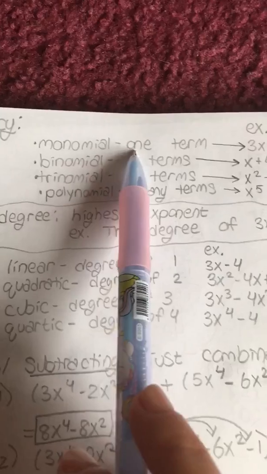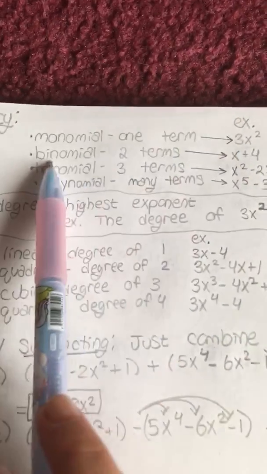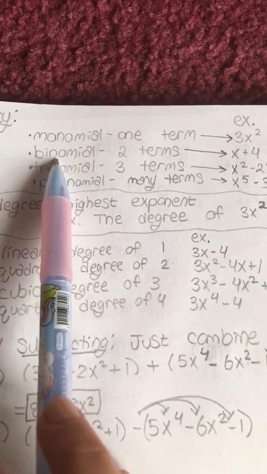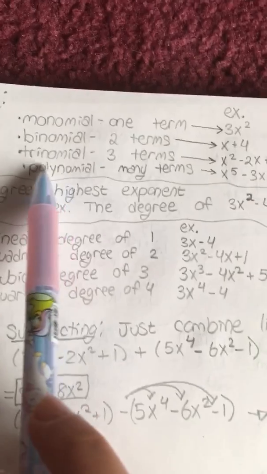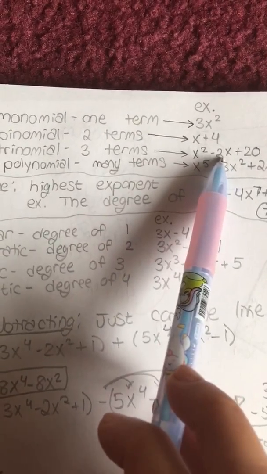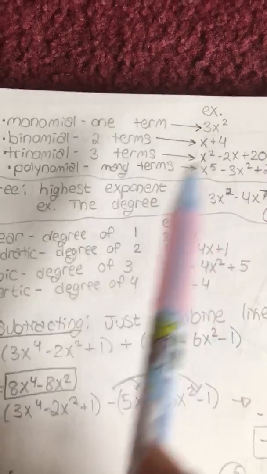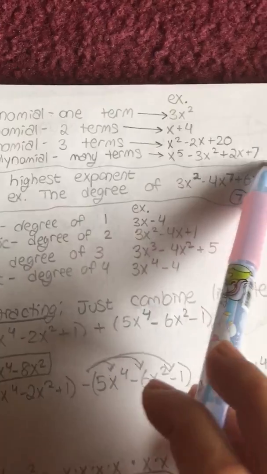A monomial means that the expression has one term. For example, 3x squared, nothing's added or subtracted. A binomial, think of a bicycle, has two terms, x plus 4. A trinomial, think of a tricycle, has three terms, x squared minus 2x, that's 2, plus 20 is 3, and then anything over that would be called a polynomial, has many terms.